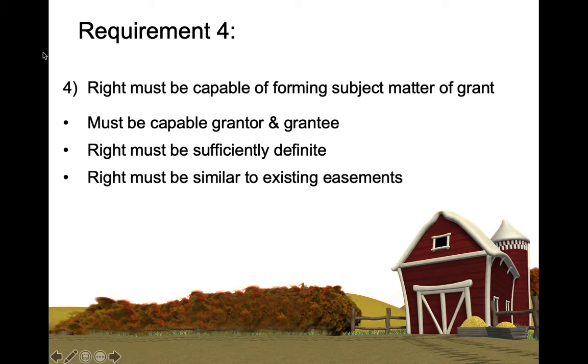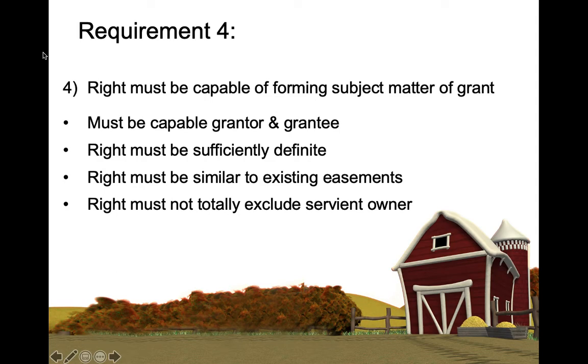The right must be similar to existing easements, which props up requirement 3 and gives us the ability to extrapolate or analyse outwards. So we look at the list that we've already got and we go from there. And the right itself must not totally exclude the servient owner. What that means is the dominant party should not take over the servient owner's land. If it was parking, for example, you wouldn't park to the extent that the servient owner couldn't park at all or couldn't use their land.